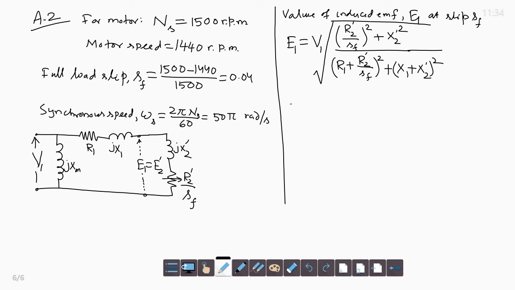So, here V1, it is a 3 phase 440 volt star connected motor, V1 is 440 by root 3, Sf is 0.04, R1, R2 dash, X1, X2 dash are all given, and you substitute and find out the value of induced EMF E1 and verify this result. E1 is 214.01 volt. So, now this E1 is the voltage when the machine is rotating as a motor at the full speed of 1440 rpm.